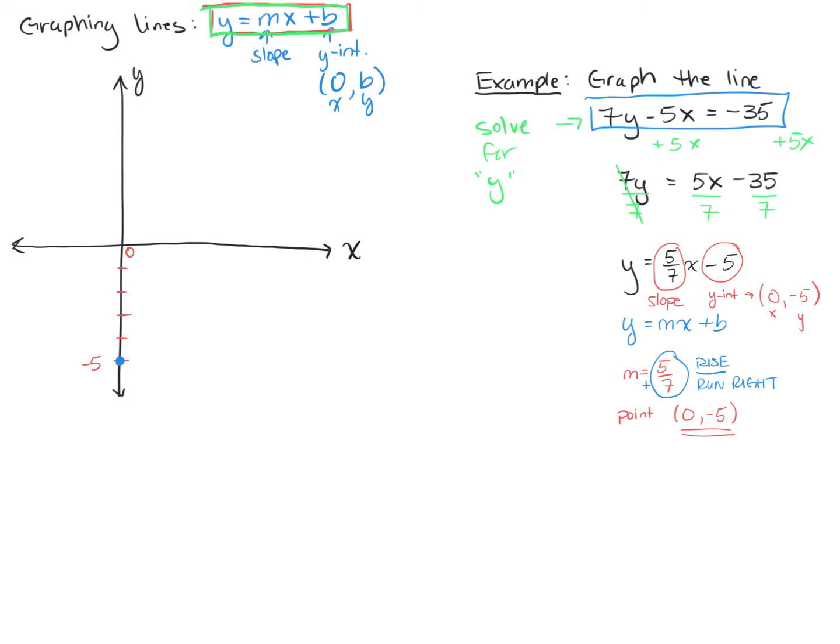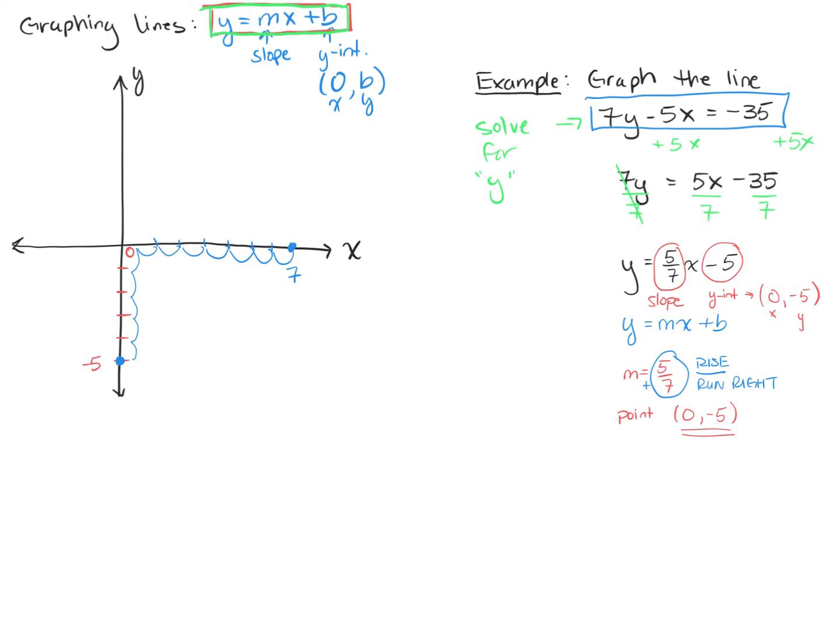So now I'm going to go back to the graph. Let's go up 5 units. So I'm going to count 1, 2, 3, 4, 5. And I'm going to go over to the right 7 units. So let's count 1, 2, 3, 4, 5, 6, 7. So this is the point (7, 0), and that's my second point.